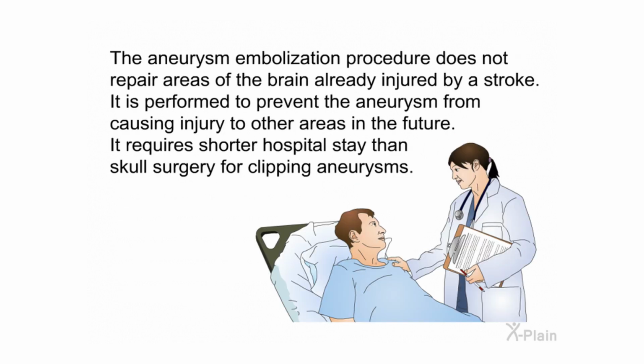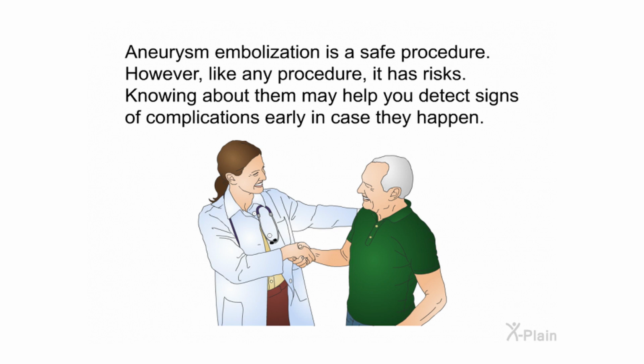The aneurysm embolization procedure does not repair areas of the brain already injured by a stroke. It is performed to prevent the aneurysm from causing injury to other areas in the future. It requires shorter hospital stay than skull surgery for clipping aneurysms. Aneurysm embolization is a safe procedure. However, like any procedure, it has risks. Knowing about them may help you detect signs of complications early in case they happen.